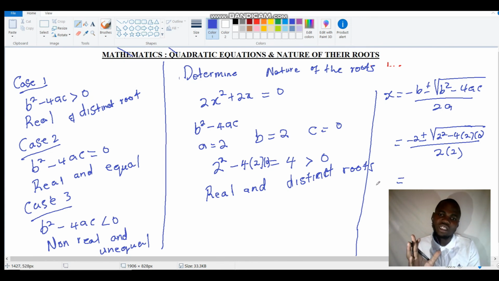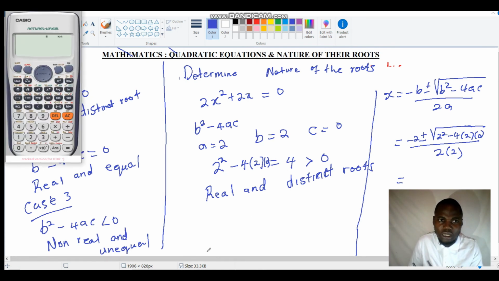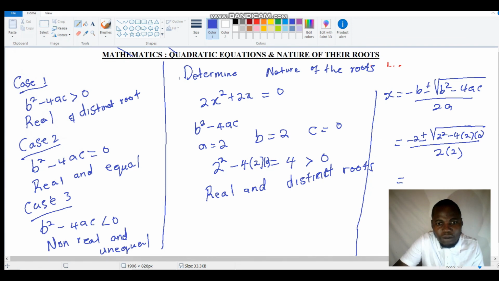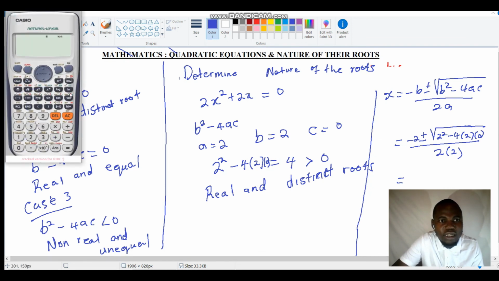Now I want us to see the case of our roots, right? So now we use our calculator. We press our calculator. Let's see what you get. You have minus 2 plus square root. Now to find x1, I'm putting plus there. You see, I am putting plus for the first one, which is x1.